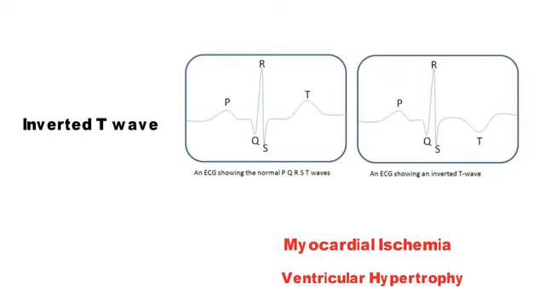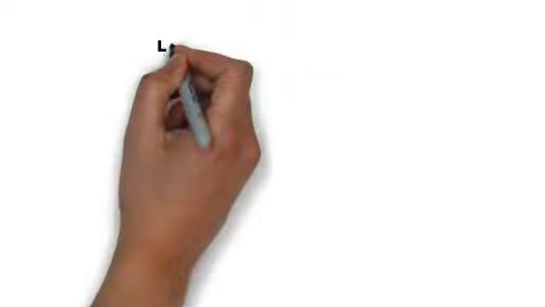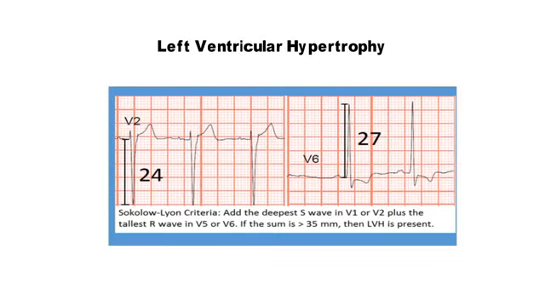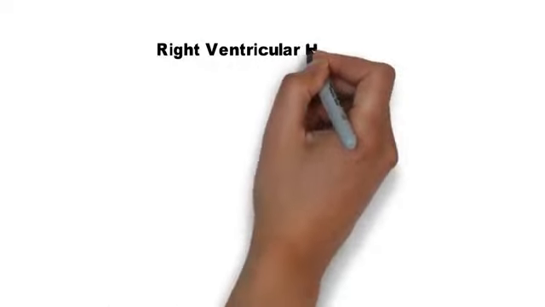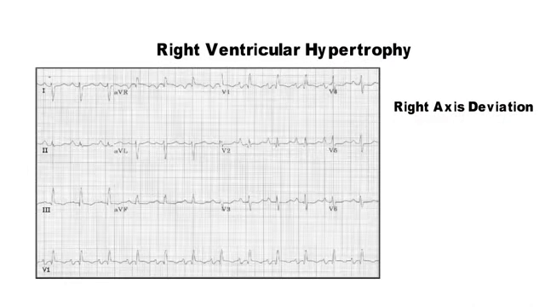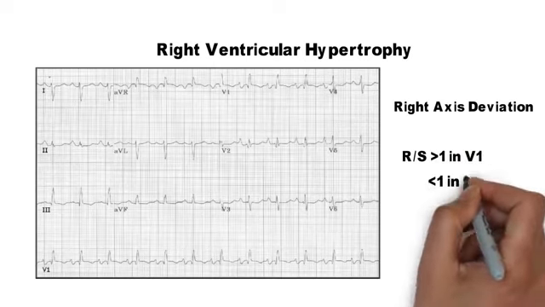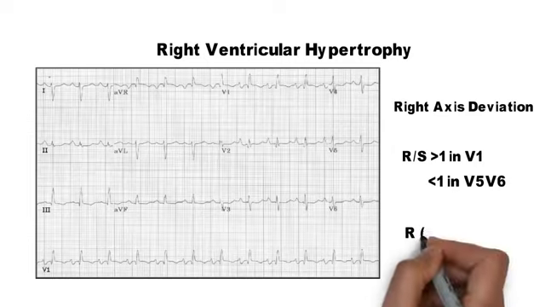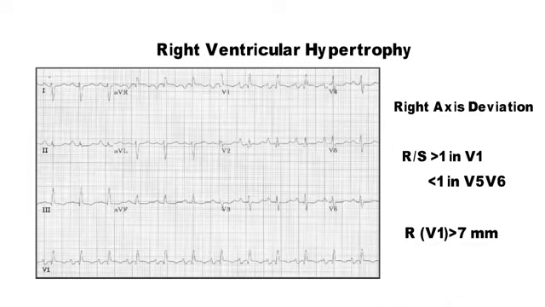Now let's discuss how the ECG looks in hypertrophy. In left ventricular hypertrophy, if the deepest S wave in V1 or V2 is more than 35 mm, then LVH is present. Whereas in right ventricular hypertrophy, there will be right axis deviation, R by S ratio more than 1 in V1 and less than or equal to 1 in V5 or V6, and also R wave in V1 is more than 7 mm.